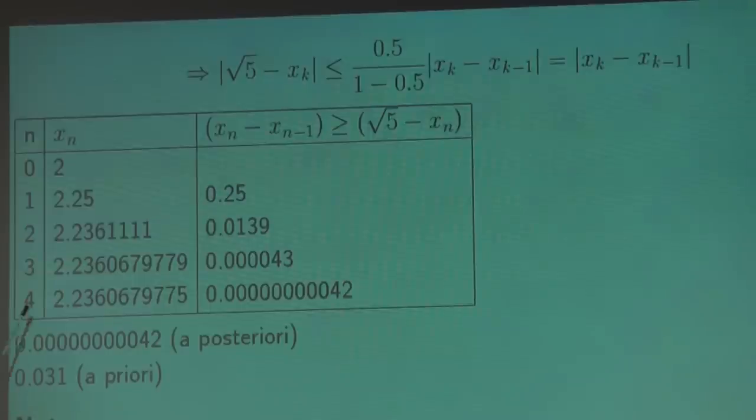So after 4 steps, our a posteriori estimate is exactly this number. If we would use the a priori estimate, we would get this number. And you see, there is quite a big difference. I mean, that's what I told you last week.